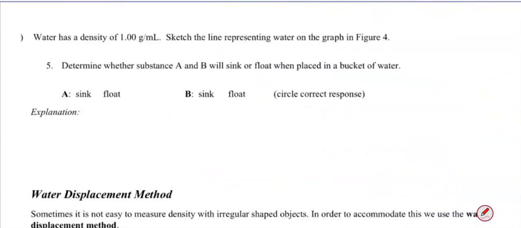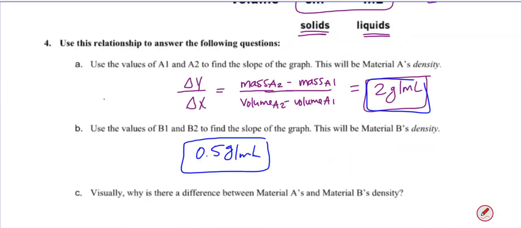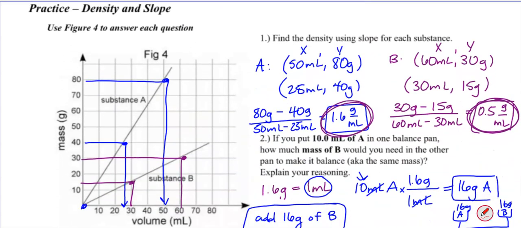The next one says water has a density of 1 gram per milliliter. Sketch the line representing water on the graph in figure 4. So water has a density of 1 gram per milliliter. What does that mean in terms of slope? Well, let's write it like slope. Slope is y over x. So I have 1 gram. Remember, my y-axis is going to be grams.